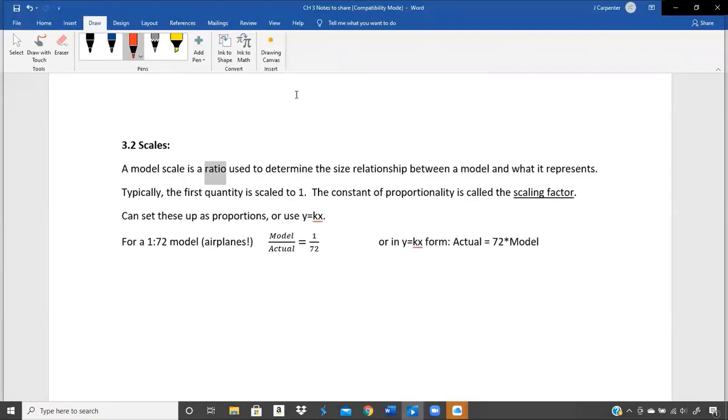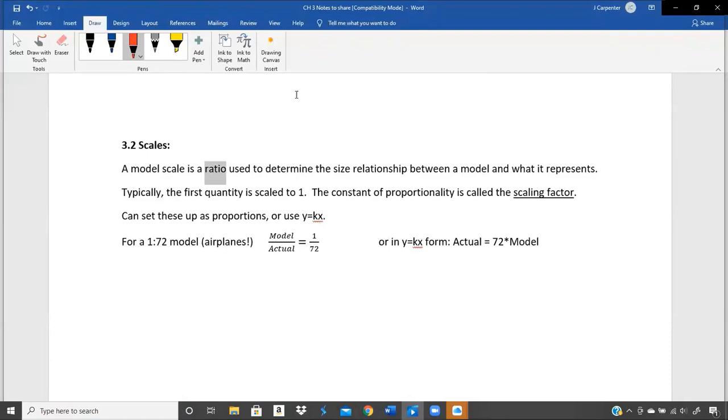So a scale is just a ratio. It might say something like, all right, well, 1 mile in reality is 1 inch on your map. That would be a scale. Or maybe 2 miles in reality is 1 inch on your map. Or maybe 3 miles in reality is 7 centimeters on your map. It doesn't have to be inches. It doesn't have to be miles. It could be 10 kilometers in reality is 14 inches on your map. They don't have to be ones. They can be anything.